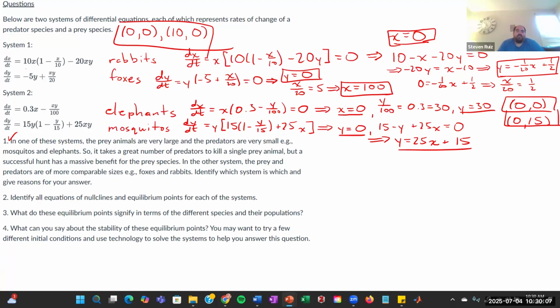So if there are no mosquitoes at all, the elephants will still have an equilibrium at 15 because that's their carrying capacity. All right. Now let's look at the other null line, y equals 30. Is it possible for y equals 30 to intersect with y equals 0? No, it isn't. What about y equals 30 intersecting y equals 25x plus 15?